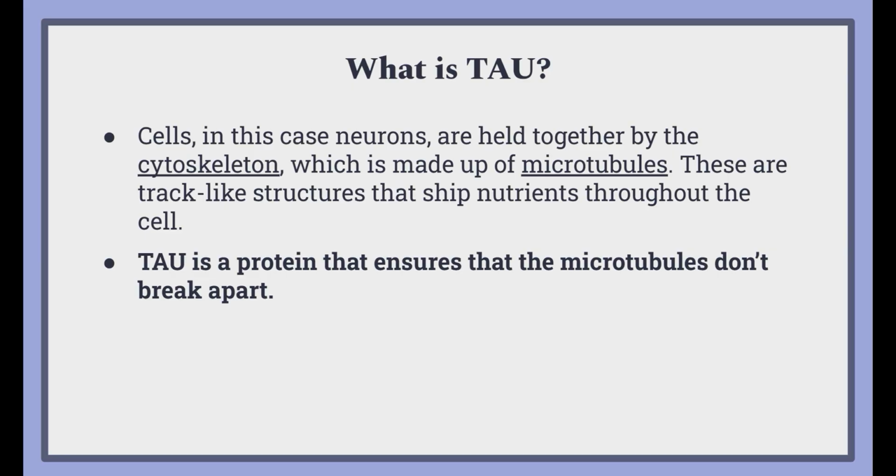What is TAU? Cells, in this case neurons, are held together by the cytoskeleton, which is made up of microtubules. These microtubules are track-like structures that ship nutrients through the cell. TAU is the protein that ensures that the microtubules don't fall apart.